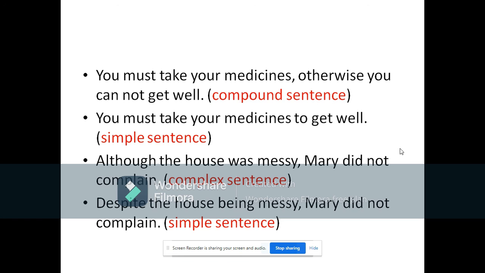You must take your medicines, otherwise you cannot get well. A compound sentence. So it is made a simple sentence: You must take your medicines to get well.